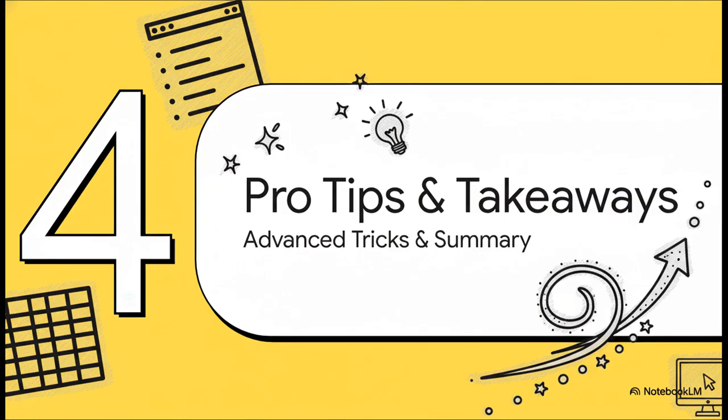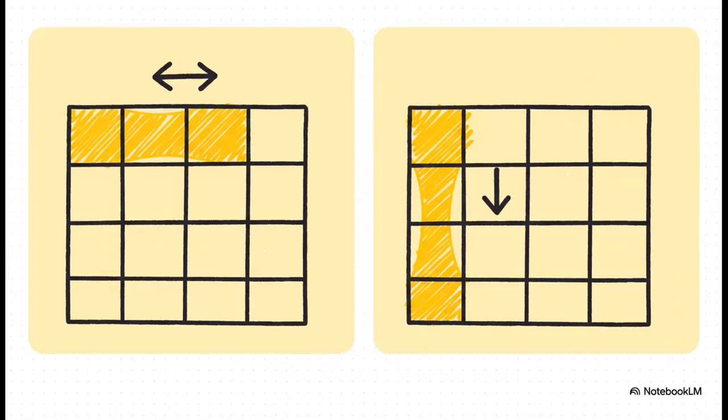Okay, to finish up, let's look at a couple of pro-level tricks for when your data gets a little messy. And then we'll do a quick summary of everything we've learned. So what happens when your data isn't a perfect, neat little grid? You know, when one piece of information needs to cover more than one spot? Well, HTML has a solution for that: colspan and rowspan. Colspan lets a cell stretch horizontally across columns, and rowspan lets it stretch vertically across rows.